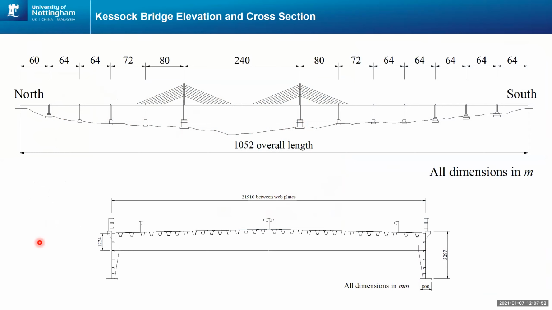So here's an image of the bridge. Total crossing length is just over 1 kilometre, but the main suspended span is 240 meters. Of real importance for the aerodynamics of the bridge is its cross-sectional shape. It's a typical plate girder, so we've got deep edge girders about 3 meters deep, a flat plate across the top, 22 meters wide, and that causes all sorts of aerodynamic problems.